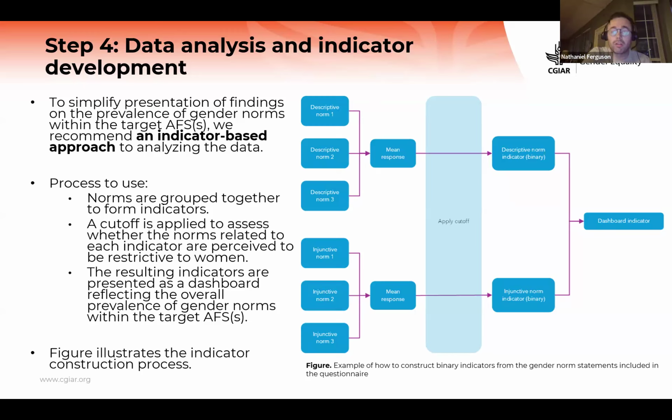So if we can look at this graphic, on the left, we see all the different norms. The norms, remember, are at the level of a survey question. So one norm is one question in the survey. When we group those together, we have an indicator, and we look at the mean response of that indicator. We apply the cutoff, so we see if the mean response is higher than the cutoff or lower than the cutoff. And at that point, we have the binary indicator of, okay, was this norm descriptively strong? Was the injunctive version of the norm strong? And then we move to the dashboard. So let's look at the next slide.